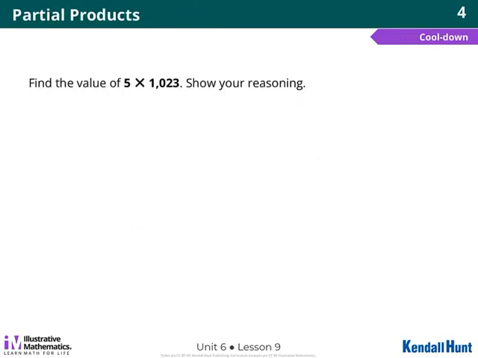You guys may go do your cool down. And, yep, you can use any strategy for your cool down.